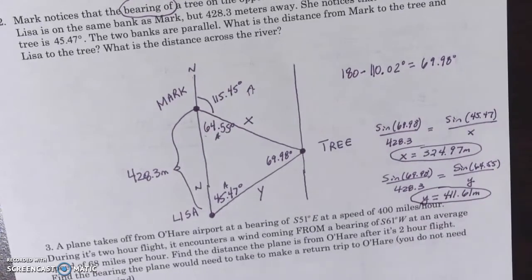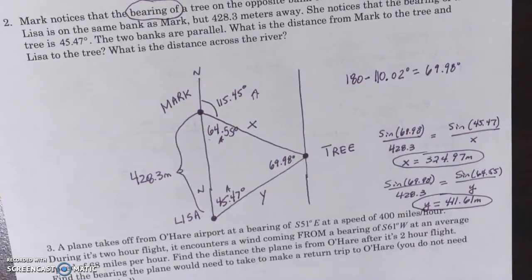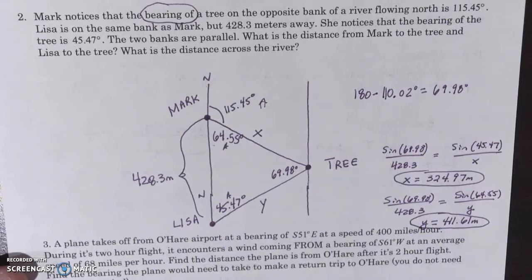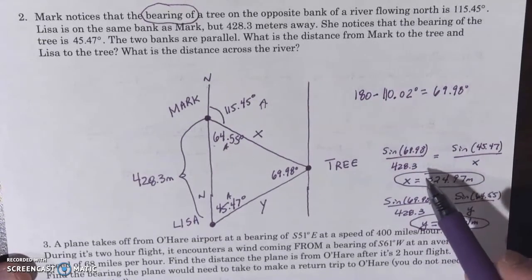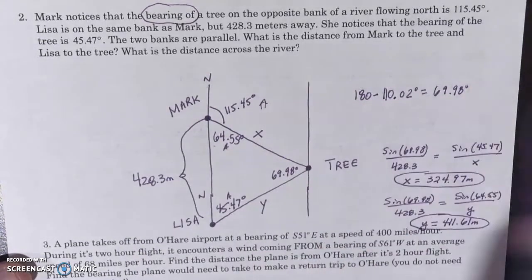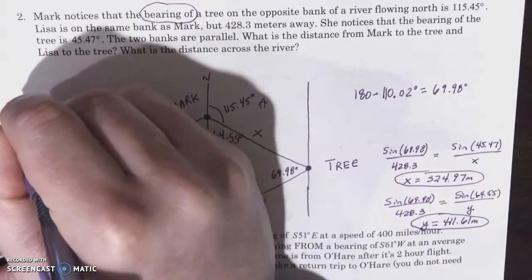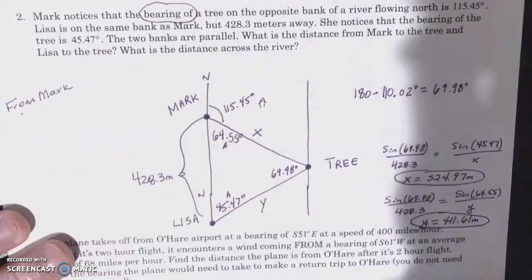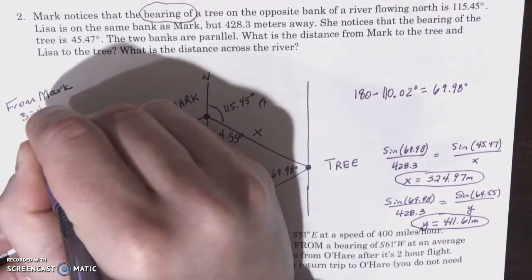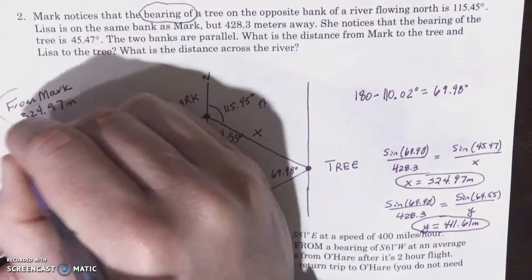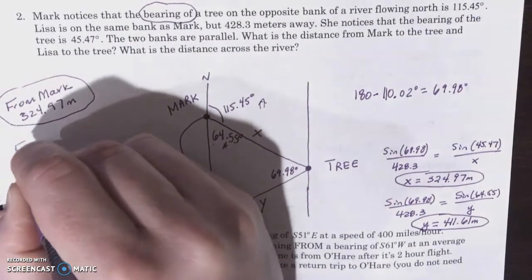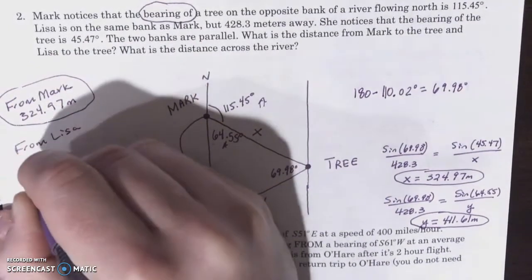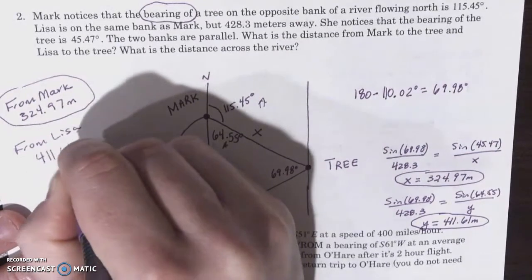Okay. All right, let's put this into some good word problem terminology here, because x and y we defined. The questions are the distance from Mark and Lisa. So from Mark, the tree is 324.97 meters away. From Lisa, 411.61 meters away.